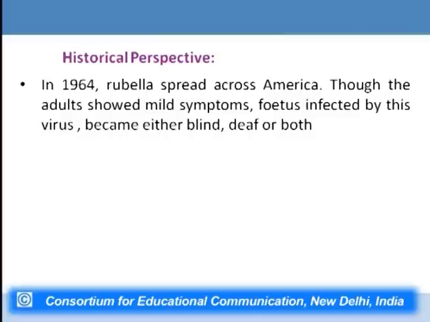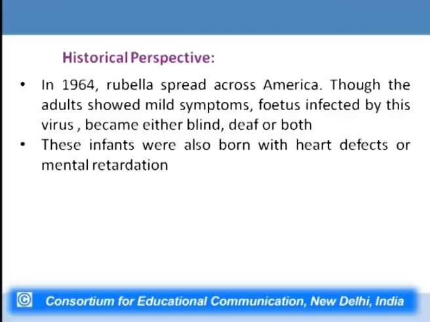In 1964, a virus known as rubella spread across America, and though the adults showed very mild symptoms, the fetus infected by this particular virus became either blind, deaf or both. That is, if a pregnant woman got infected with rubella, then the fetus she was carrying, if infected, would be born blind or deaf, or both.